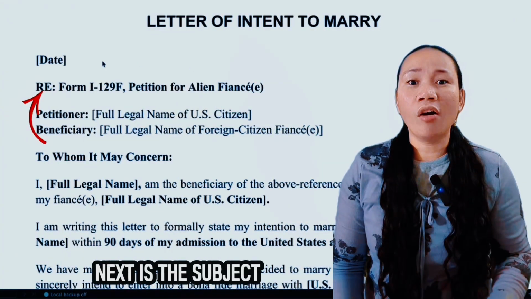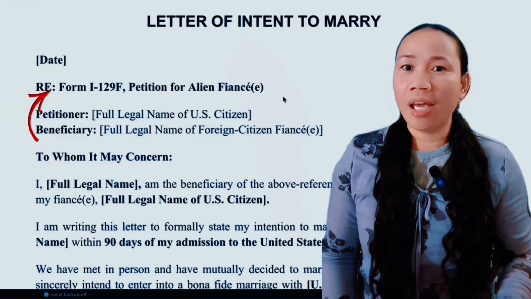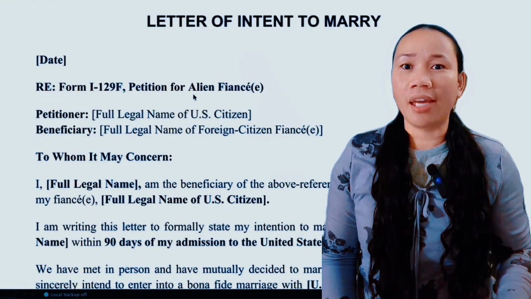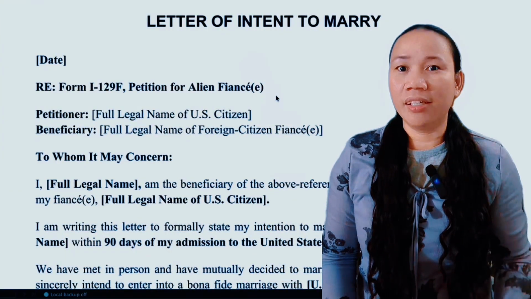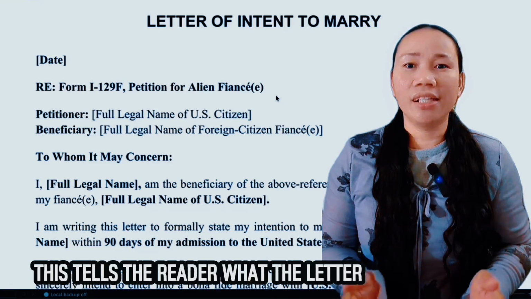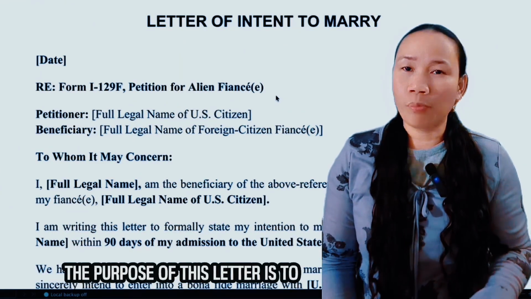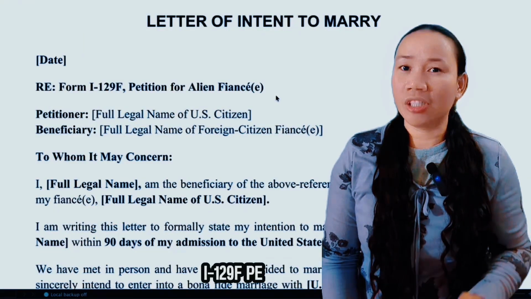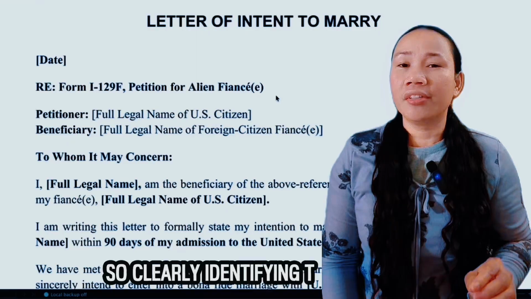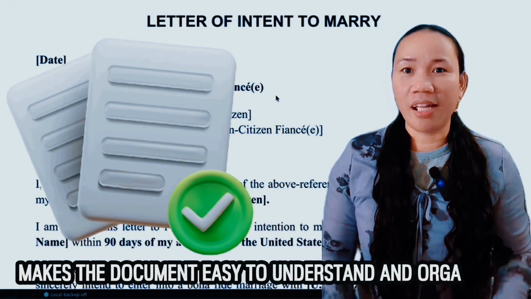Part 2. Next is the subject or reference line. In our example, we have Form I-129F, Petition for Alien Fiancé or Fiancée. This tells the reader what the letter is related to. The purpose of this letter is to support your Form I-129F petition, so clearly identifying the petition makes the document easy to understand and organize.